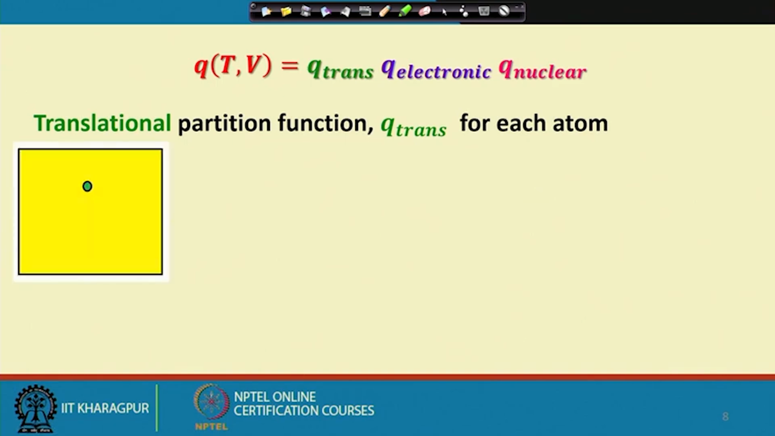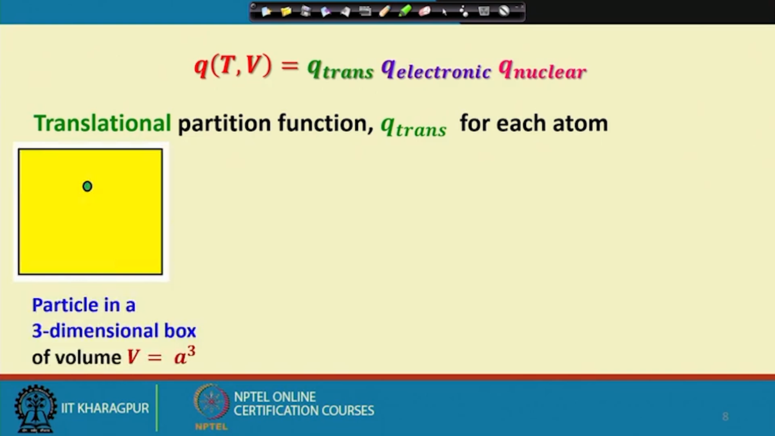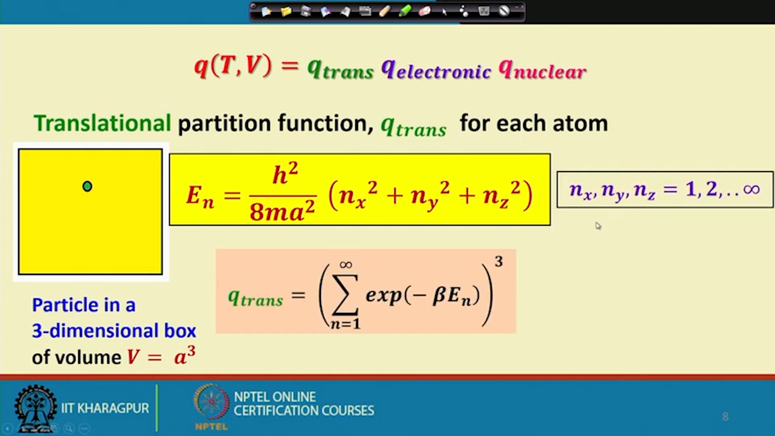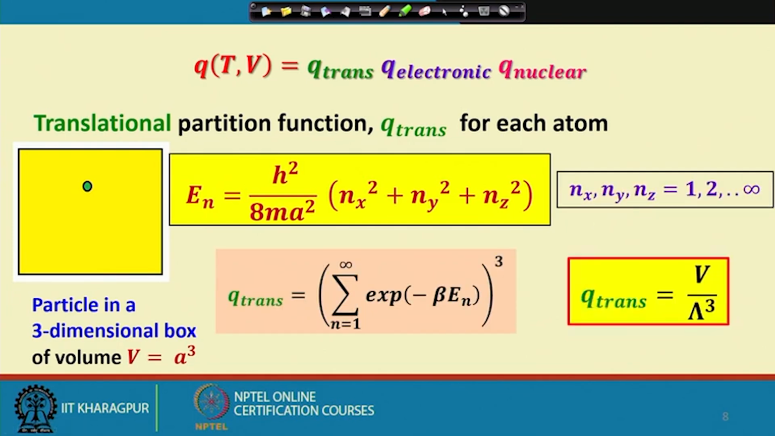atom. And we have also discussed the determination of the partition function using the solution of the Schrodinger equation for the particle in a three-dimensional box problem, and then we have evaluated that q trans is given by V divided by lambda cube, where lambda is the thermal de Broglie wavelength. Let us next talk about how to get the electronic part of the single particle partition function.